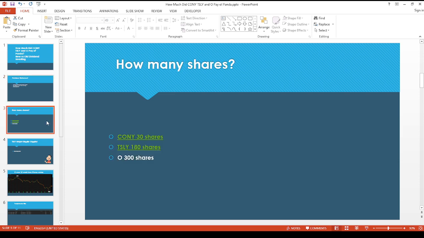So just for transparency, I still only have 30 shares of CONY just because I don't want to pay up when the price is relatively high. For TSLY, I think there's probably some more room to the downside, so I want to see if I can bump up the shares to even 200 shares. I've been getting 10 shares here, 10 shares there. So right now I'm currently at 180 shares.